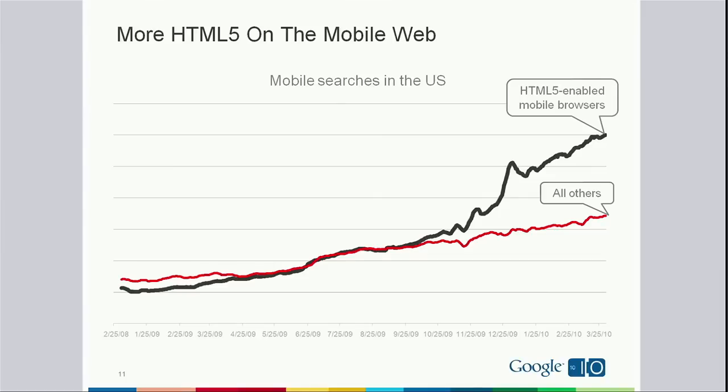This is looking at search traffic, the mobile search traffic that hits Google. And if you look at the proportion that comes from HTML5-capable browsers, it's far outpacing the other browsers as well. So HTML5 is everywhere. So the question is, how do we make use of it? How do we all make use of it to create amazing experiences for users?